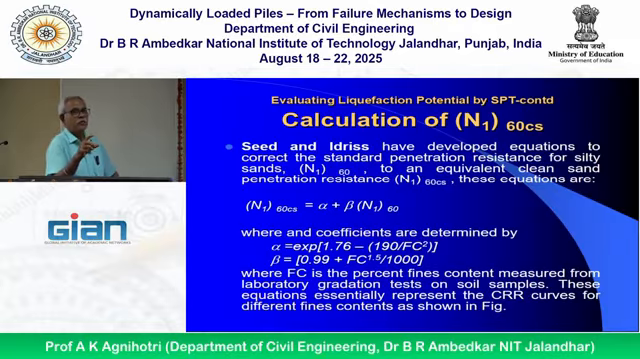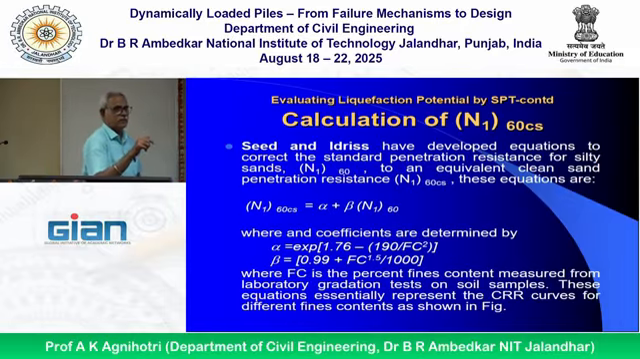If fines are more than 5%, then it is not clean sand. If fines are less than 5%, then we consider it clean sand. We convert our value to a clean sand value, because the curves which are available, which are considered reliable, are for clean sand. So we convert our N160 value to N160 CS.